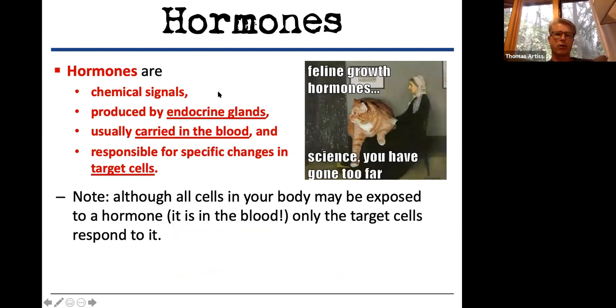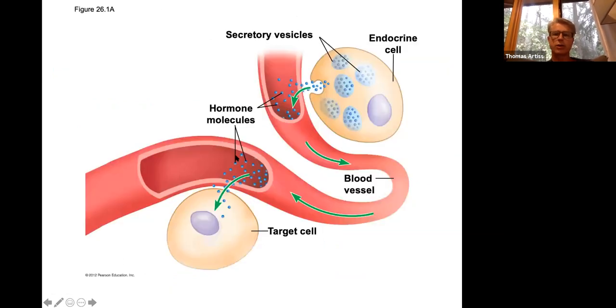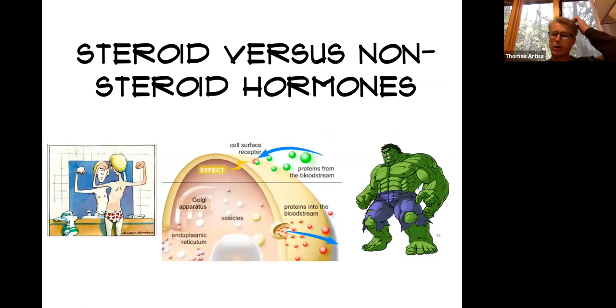Last few things about hormones. Like we've already mentioned, they're produced by endocrine glands, they're carried in the blood, and they induce some change on a target cell. So here's our endocrine cell, the secretory vesicles with their hormones released into the blood, travels through the blood, and then binds to some sort of target cell and causes a change. But there are actually two different classes of hormones that have two different effects on cells, and we classify these as either steroid or non-steroid hormones.